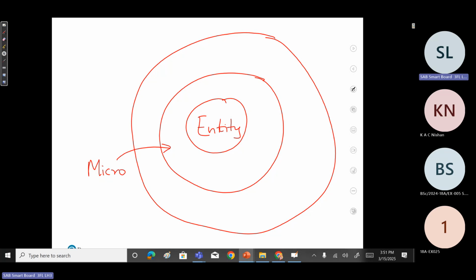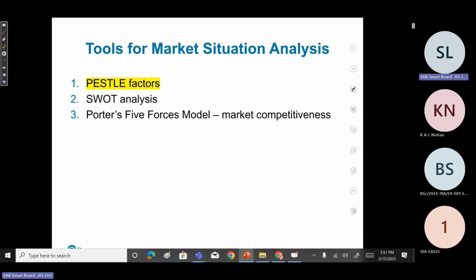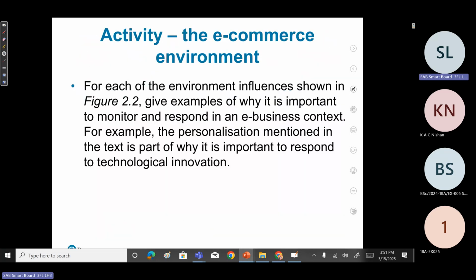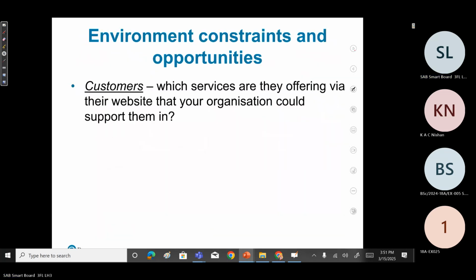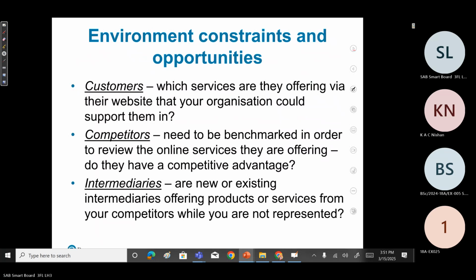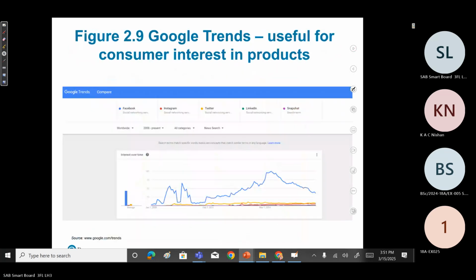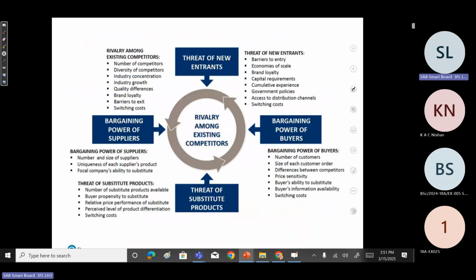Any questions? So PESTLE factors, PESTLE analysis, and Porter's 5 forces, we discussed these. I'm just reminding you. So this is what we call the 5 forces model. We have 5 forces. Threat of new entrants.